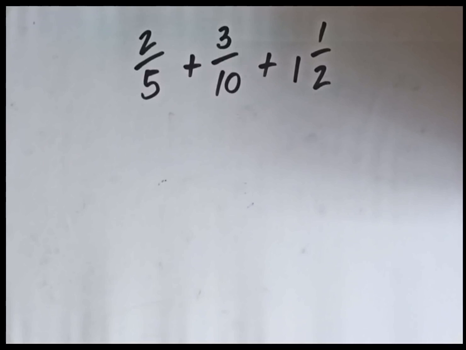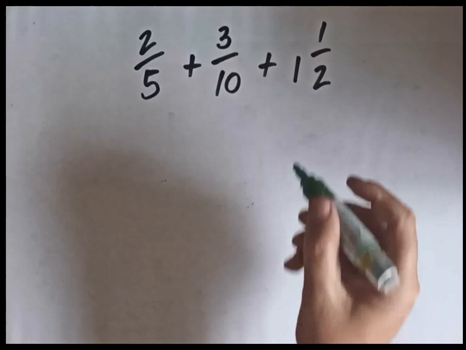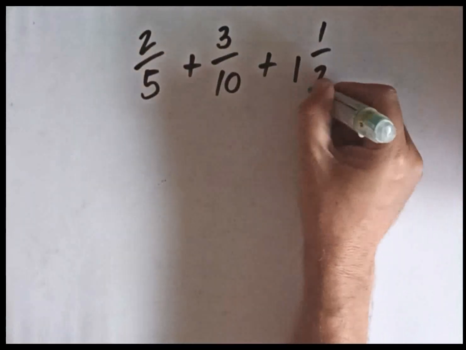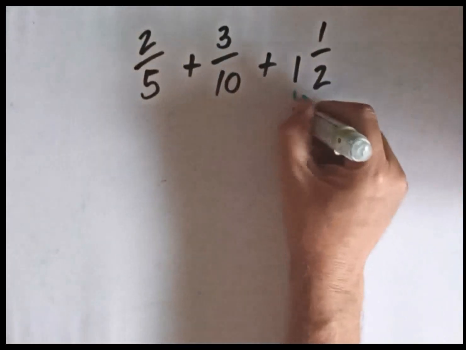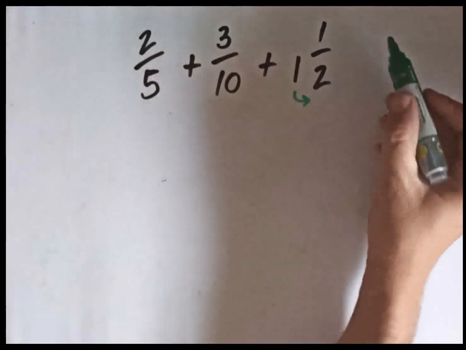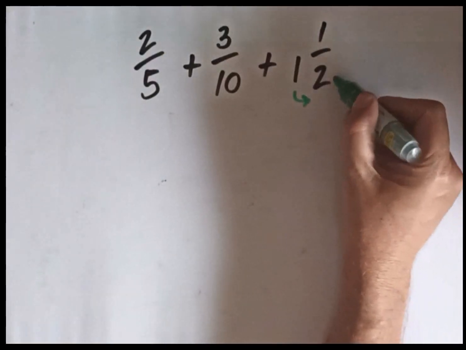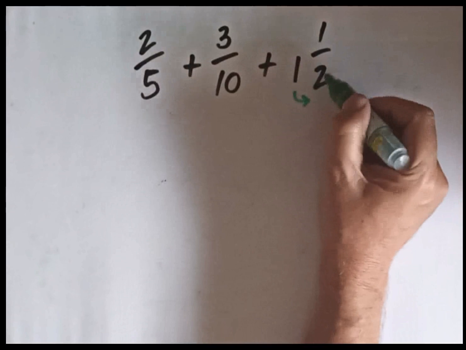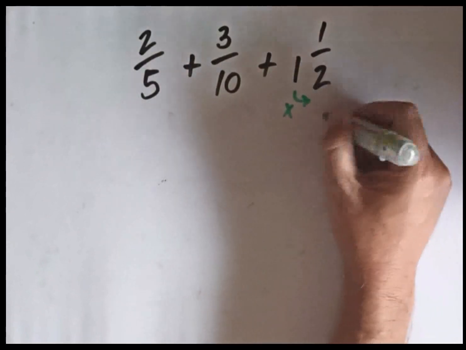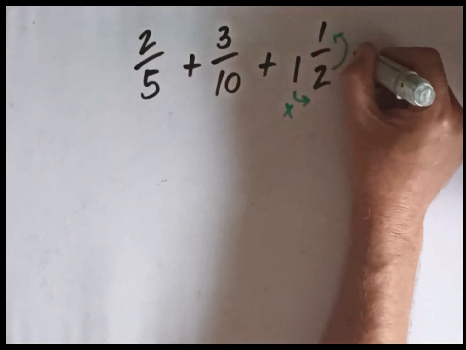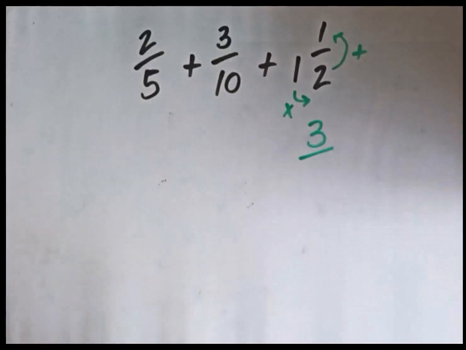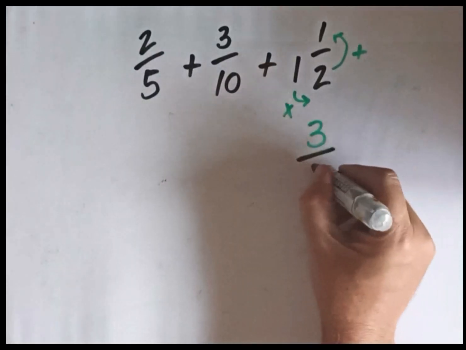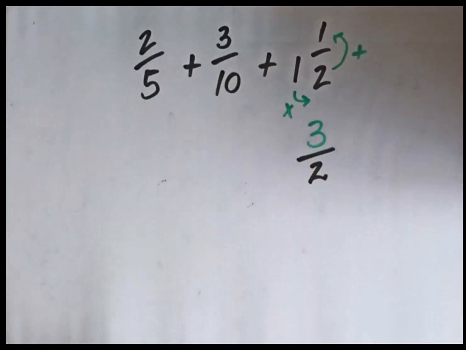The first thing is to change this mixed number into an improper fraction. An improper fraction is when the numerator is bigger than the denominator. So we say 1 times 2 is 2, plus 1 is 3. Now remember what I told you? You cannot change the denominator unless you multiply. So the denominator stays the same.